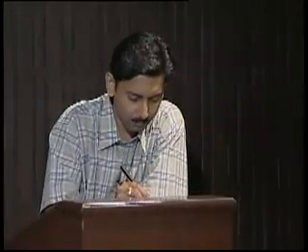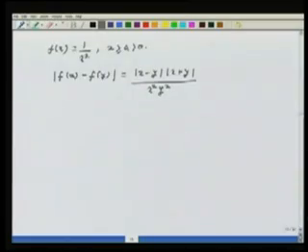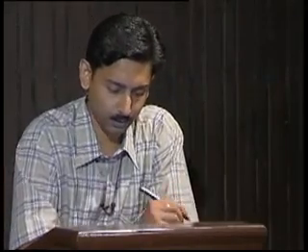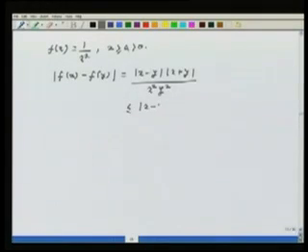So I look at mod of f(x) minus f(y), that is mod of x minus y into mod of x plus y divided by x square into y square. Okay, fine. That means I have to find a delta which works for all x, y and a given epsilon. But since x and y both are bigger than a, what I get is that this is less than or equal to mod of x minus y into mod of x plus y divided by a to the power 4.